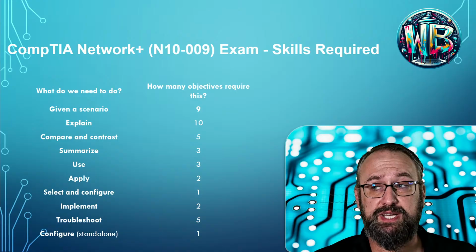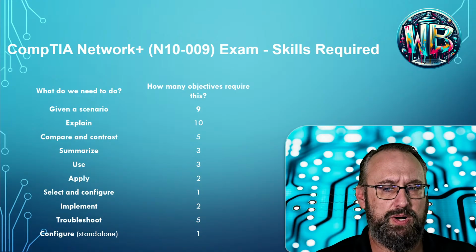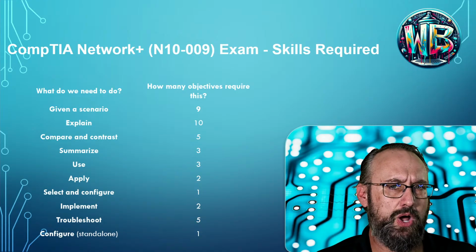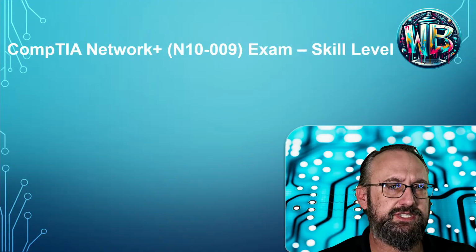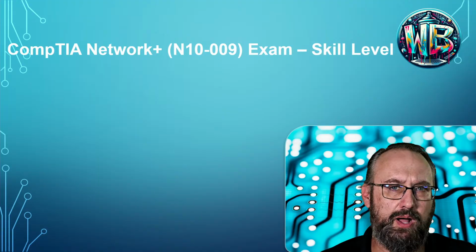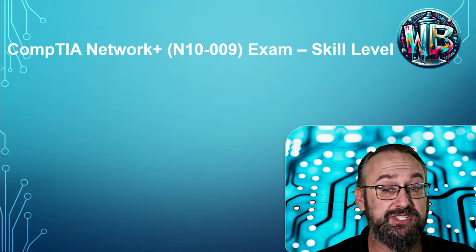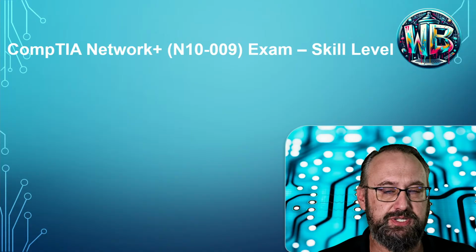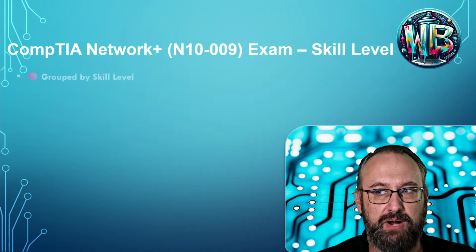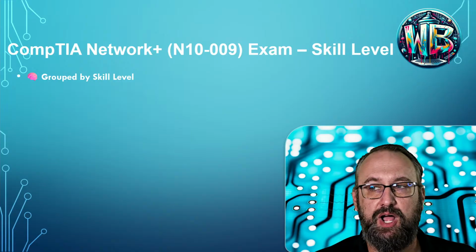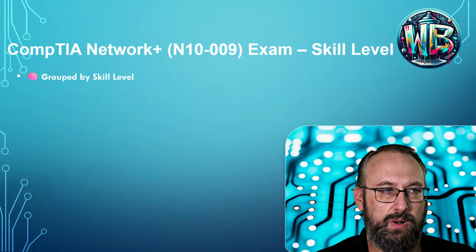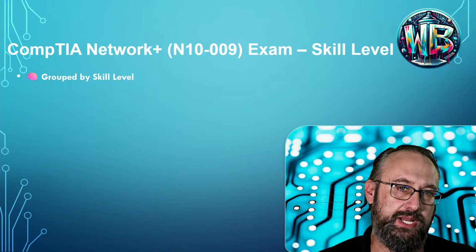So that kind of breaks down what we're seeing across the exam. And one of the things I also want you to know is what level of skill this means, right? So, now that you know how many times CompTIA is asking you to do stuff, what level of skill does that require? And this, again, can help you to prioritize how you study something, right?